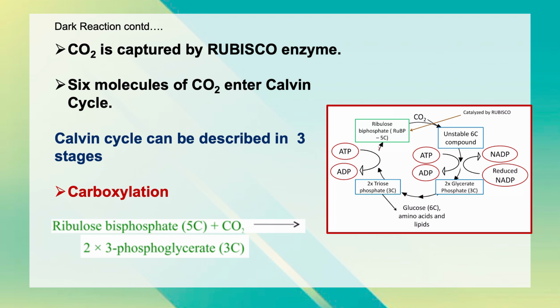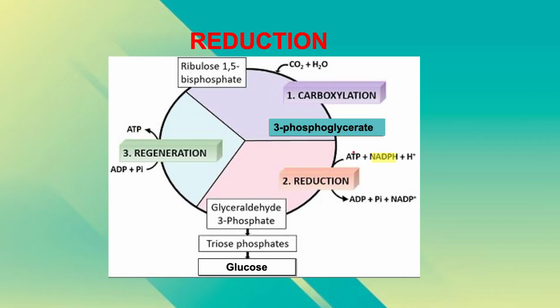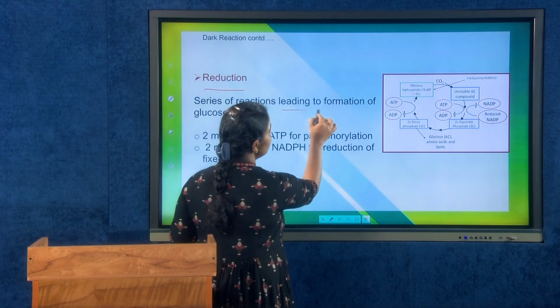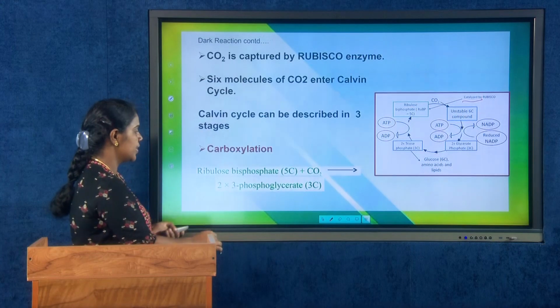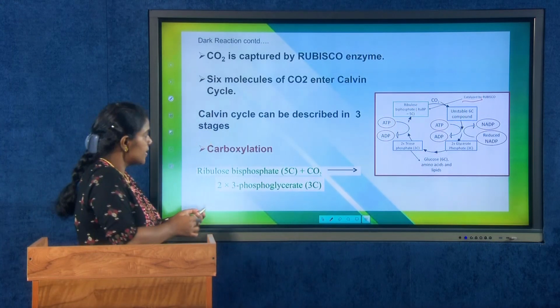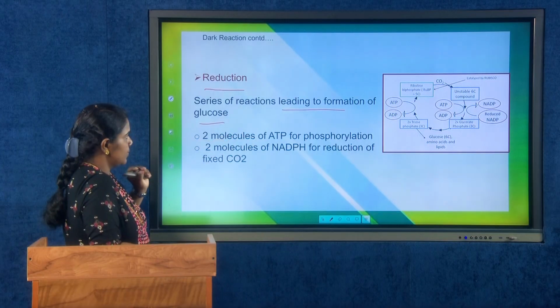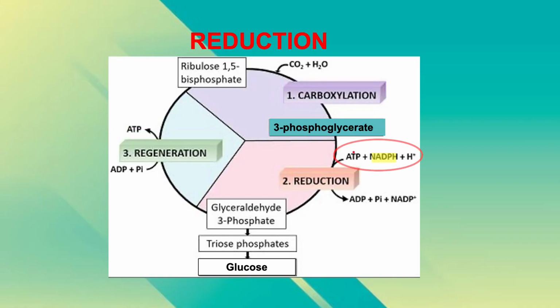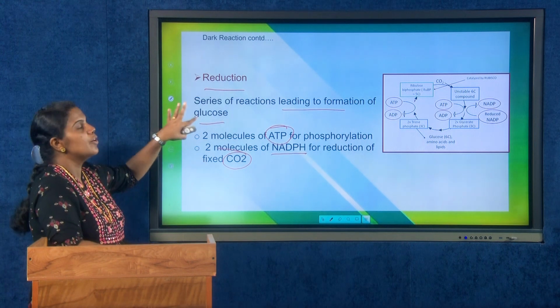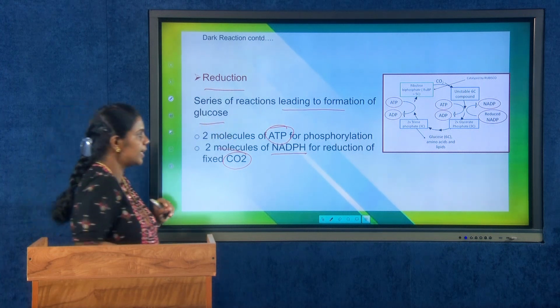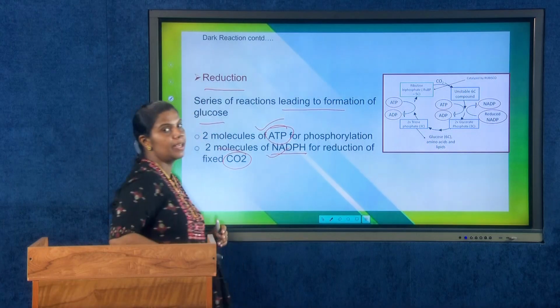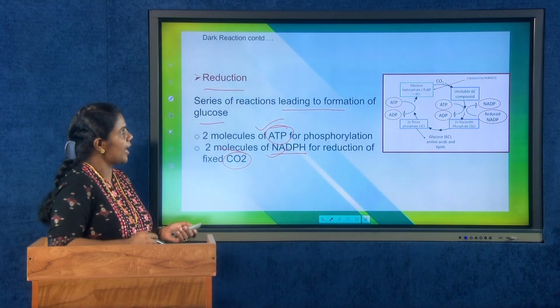This is the first step in dark reaction. The next step is the reduction. So, here what happens? There is a series of reactions that leads to the formation of glucose from the 3-phosphoglycerate stage. Here 2 molecules of ATP are used for phosphorylation, 2 molecules of NADPH are also used for reduction of fixed carbon dioxide. In this reducing stage, we are utilizing the NADPH and also ATP which was obtained from the light reaction.